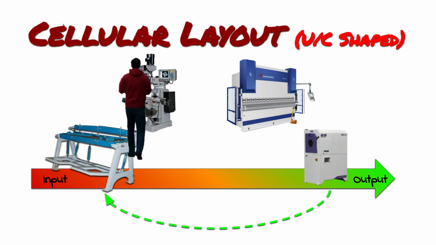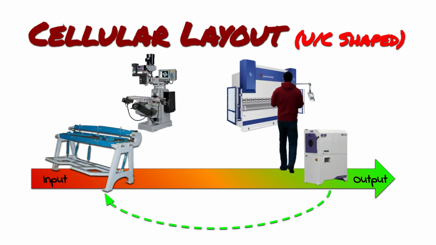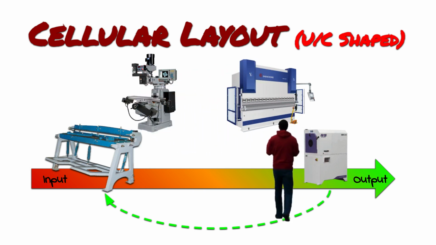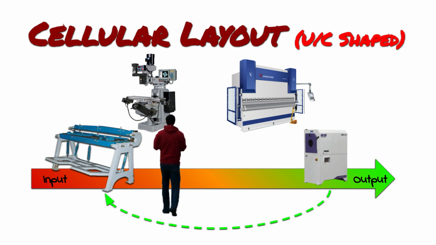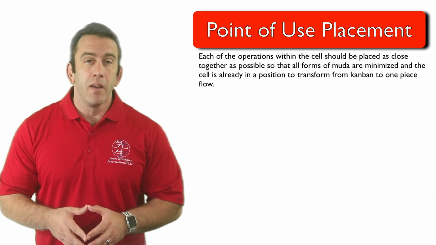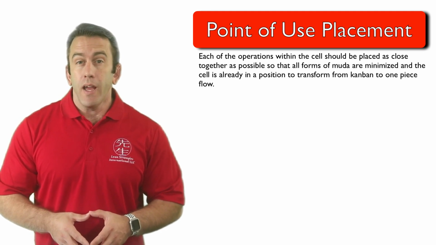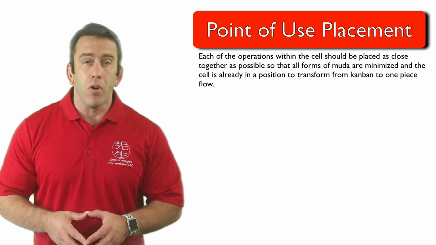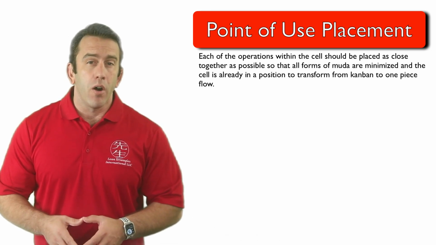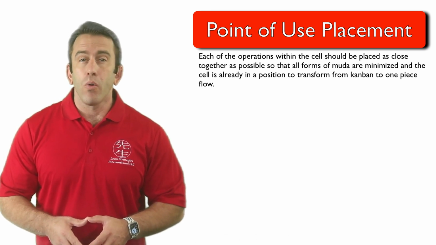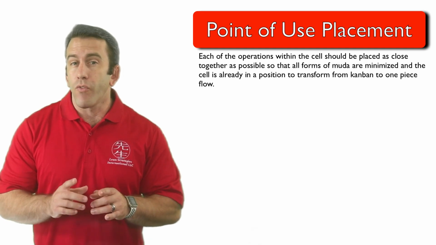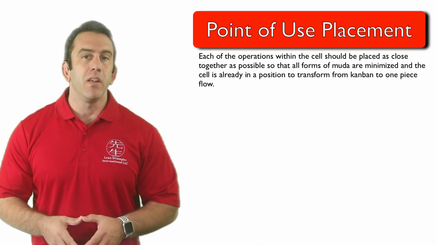One of the purposes of a cell is that the process flow is all set close together. This reduces transportation and motion waste within the cell. This close together placement is referred to as point of use placement. Each of the operations within the cell should be placed as close together as possible so that all forms of muda are minimized and the cell is already in a position to transform from Kanban to one-piece flow.